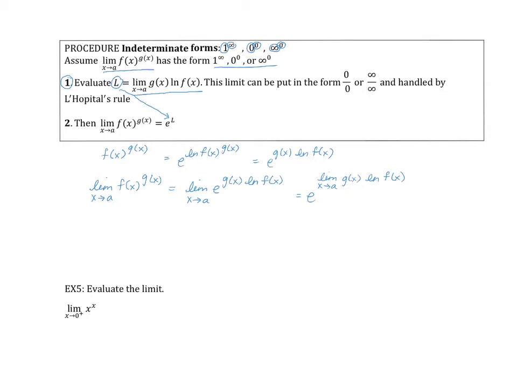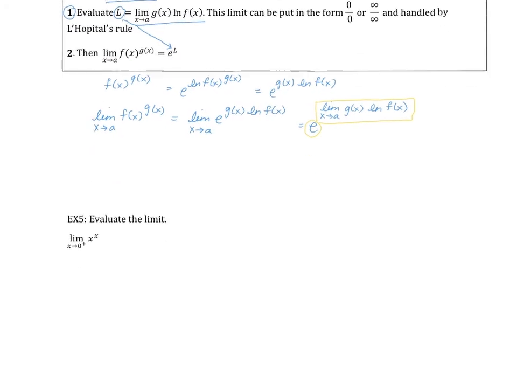So when you look at the procedure for evaluating limits of this form, you would first evaluate this limit as x goes to a of g of x times the natural log of f of x. And that becomes the exponent on the base e. So sometimes it's nice just to know why they have these procedures. It's easier to remember. So let's look at an example.